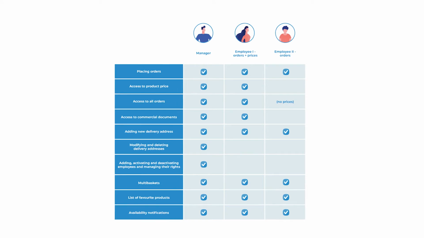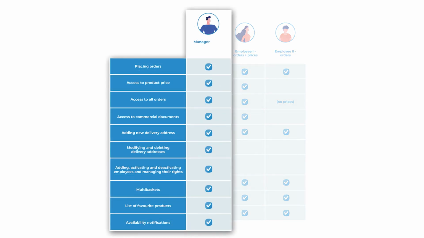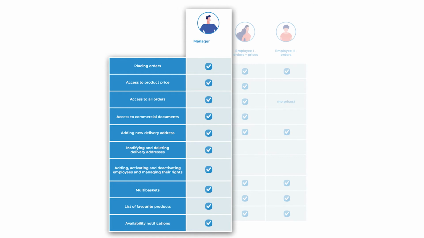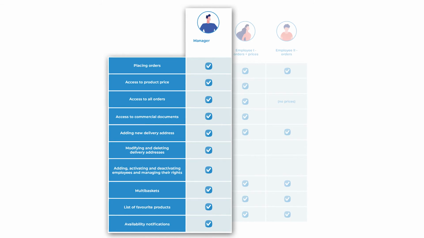You can choose one out of 3 types of privileges. 1. The manager has full access to prices, purchase history, and sales documents. They can manage the delivery addresses and the privileges of other employees. The manager can be a supervisor of a point of sales or a close associate.